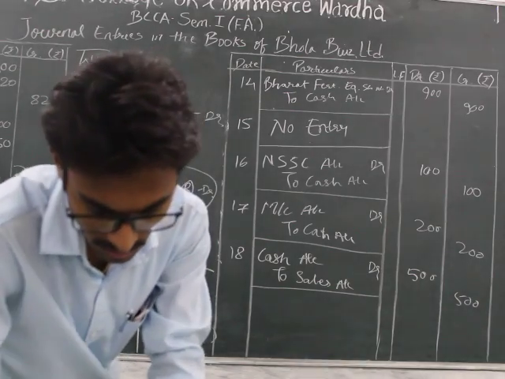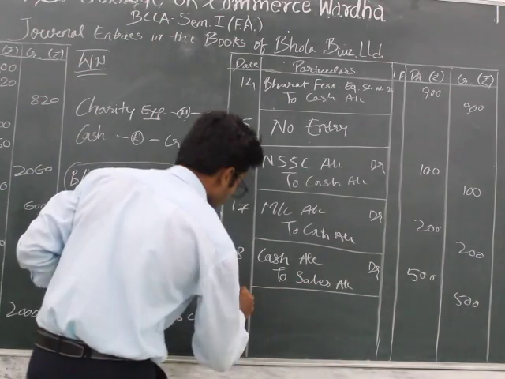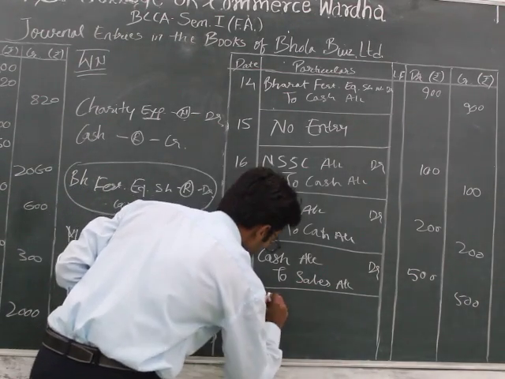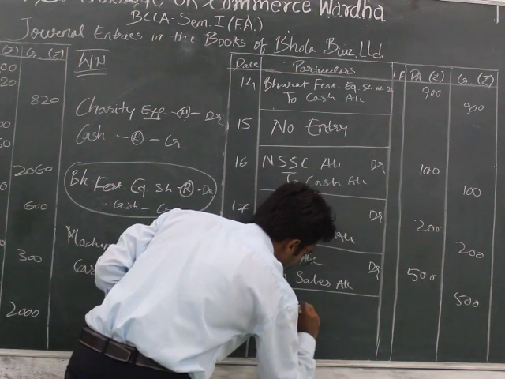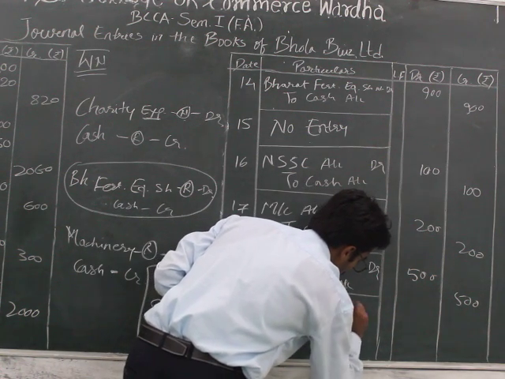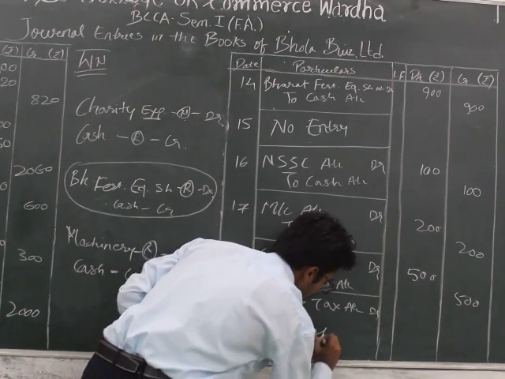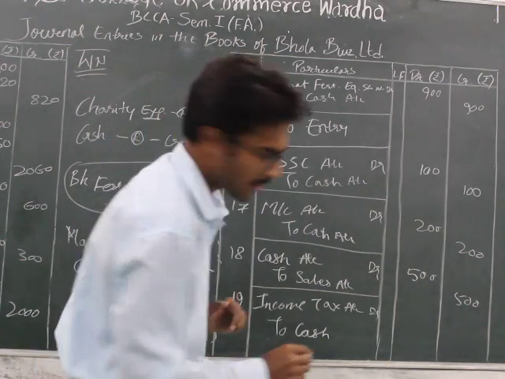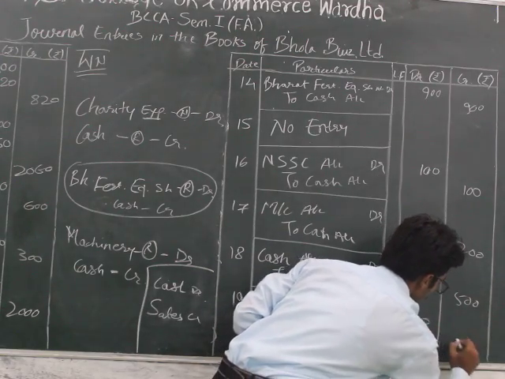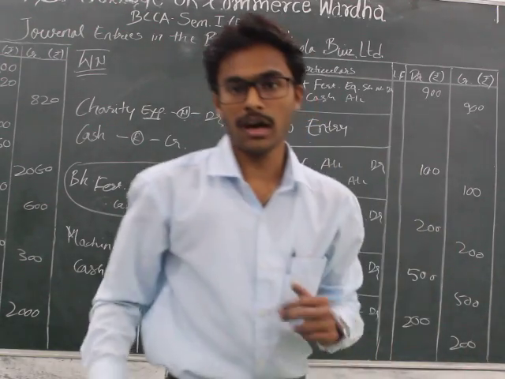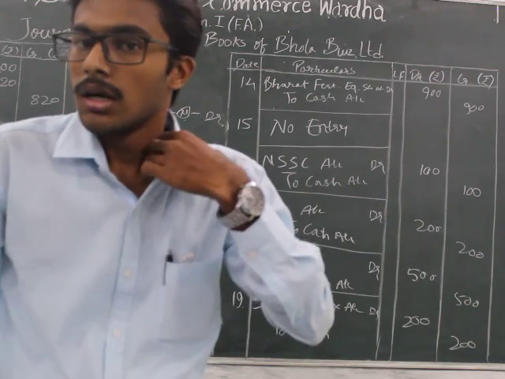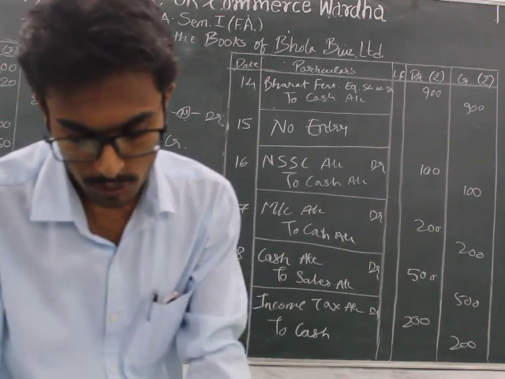Last entry is paid income tax. Income tax is my expense, that's why income tax account will be debited. Income tax account debit to cash, and amount is rupees 200. That is how we have completed all the transactions of this practical question.